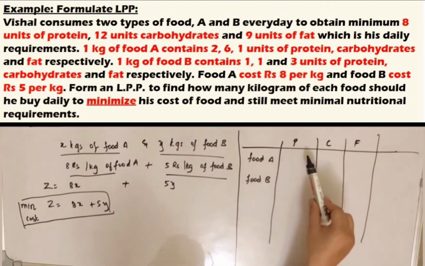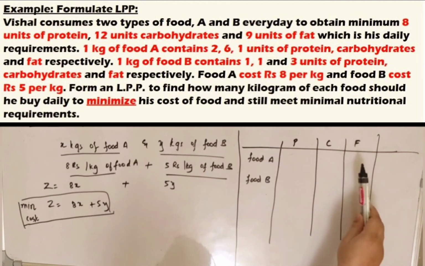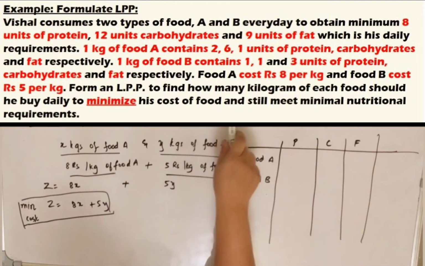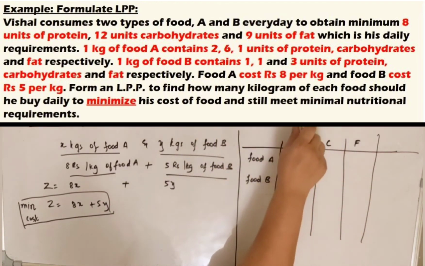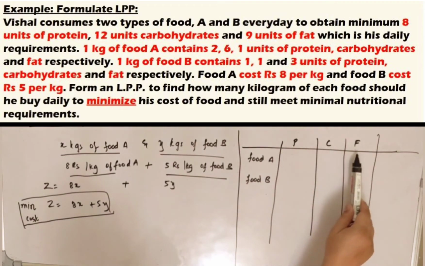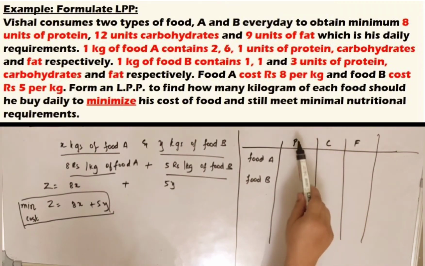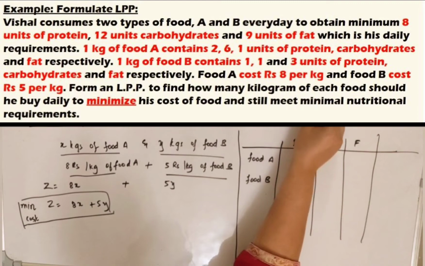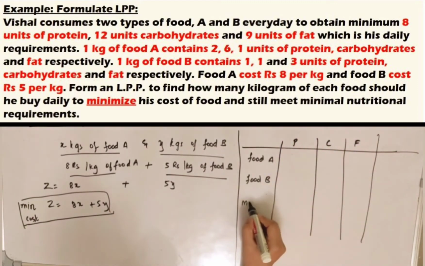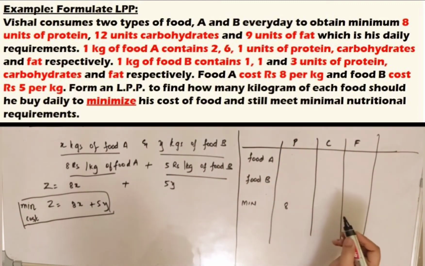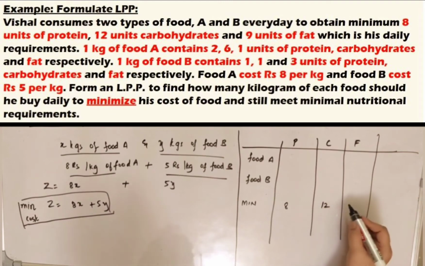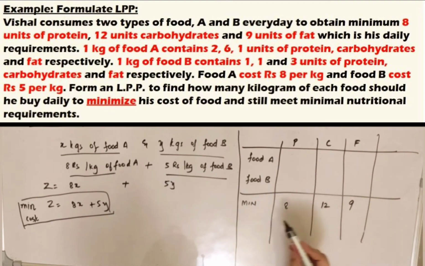So food A contains proteins, carbohydrates and fat. Now they have given the minimum requirement of all of these proteins, carbohydrates and fats that needs to be there in his food. So there should be a minimum of 8 units of protein, 12 units of carbs and 9 units of fat. This is the minimum quantity that has to be there in either food A or food B.